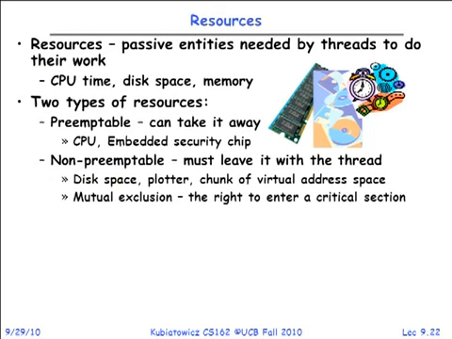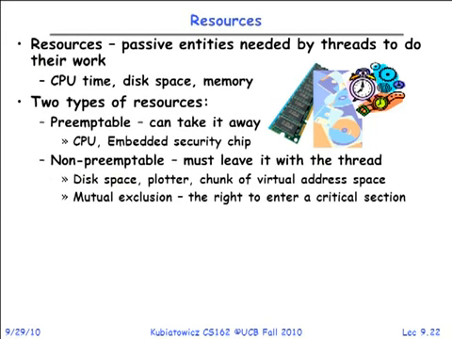Non-preemptible resources are ones that if I take them away from a thread, it's likely that bad things will happen. For instance, disk space probably has data you care about in it. So if I arbitrarily take your disk space away, you might object to that, right? Or your thread might have problems.